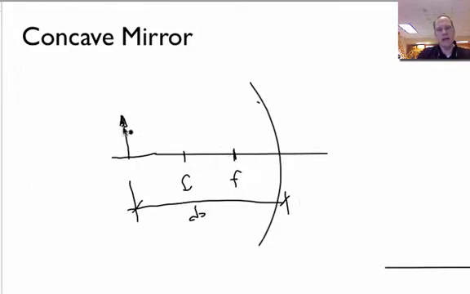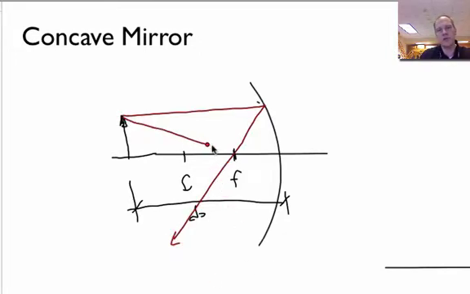So any light ray that goes parallel to our axis will reflect and go through our focal point. And any light ray that goes through our focal point reflects parallel. So our image is formed right there. There's our image. And we can describe that image using 3 terms.